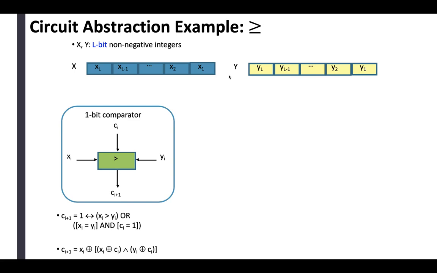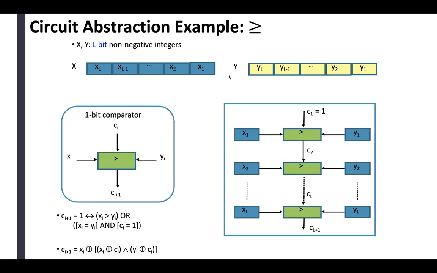Now if I give this 1 bit comparator to you, it's very easy to come up with a circuit representation for the greater than or equal to function. So we have to use this sub-circuit for the one bit comparator L times, where L is the length of the two bit strings, X and Y. So this is the circuit representation for the greater than or equal to function.